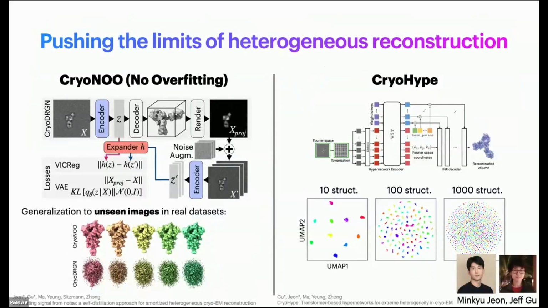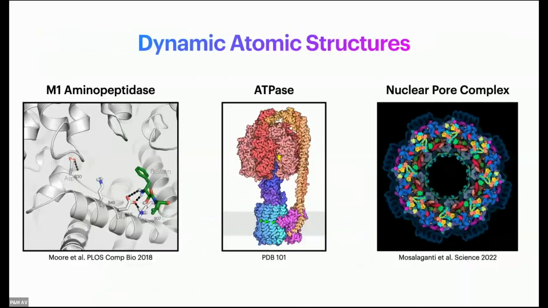Okay, so actually, I won't speak that much about this, but you can talk to Minkyu and Jeff. They have posters, and I believe there's an oral later today, but we tackle this problem of generalization in cryo-EM. And also, we look into models that are expressive for extreme compositional heterogeneity, so beyond tens of structures, to hundreds of structures or even 1,000 structures simultaneously. So please find them and chat about this.